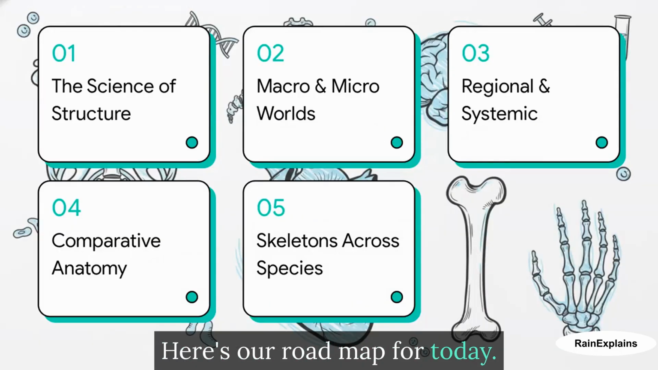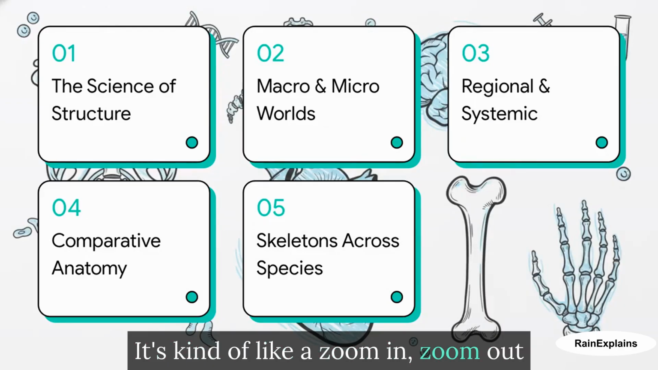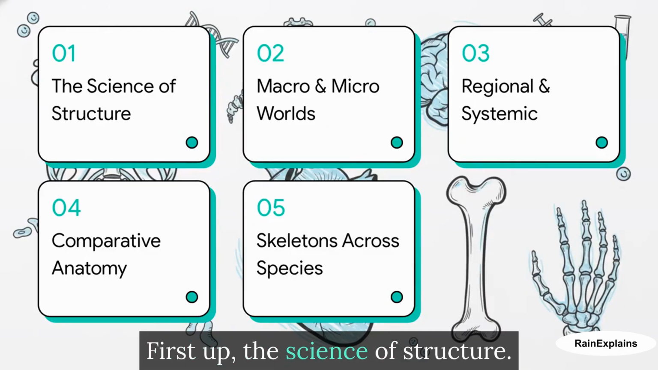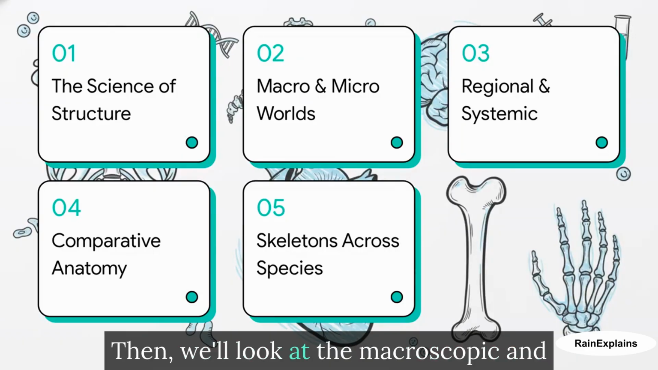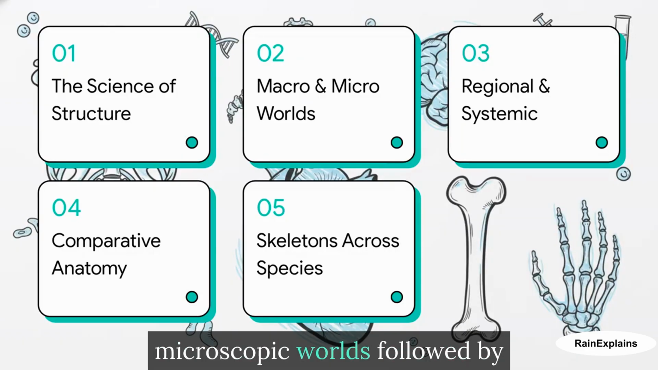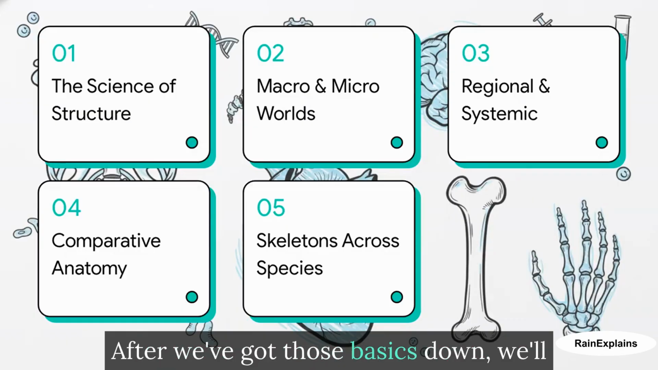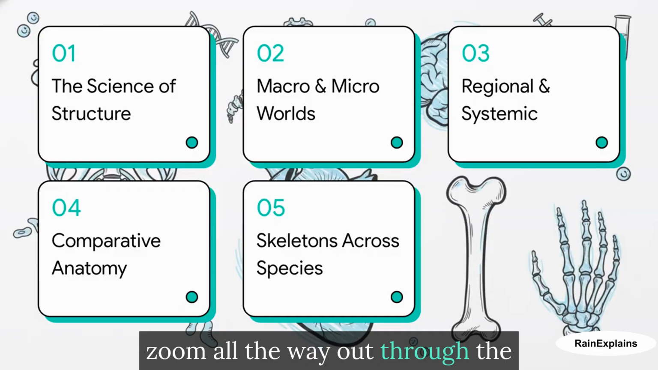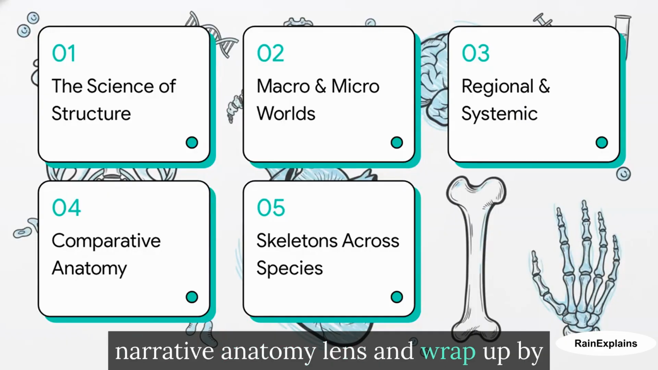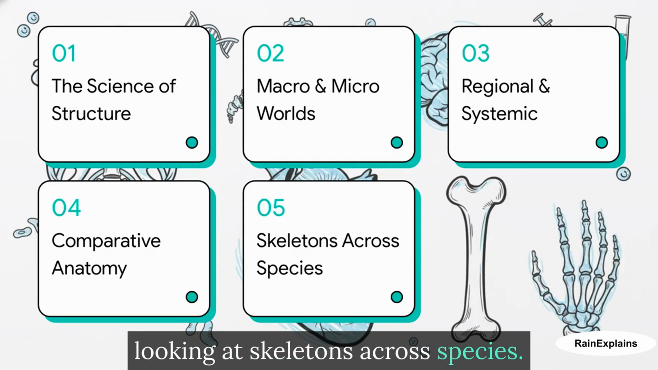Here's our roadmap for today. It's kind of like a zoom-in, zoom-out approach. First up, the science of structure. Then, we'll look at the macroscopic and microscopic worlds, followed by regional and systemic approaches. After we've got those basics down, we'll zoom all the way out through the comparative anatomy lens and wrap up by looking at skeletons across species.